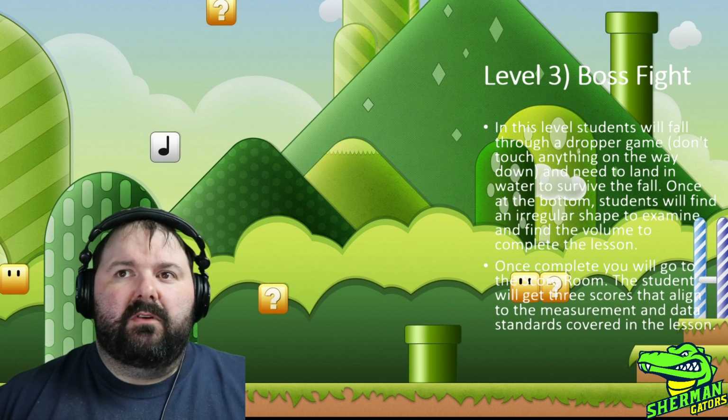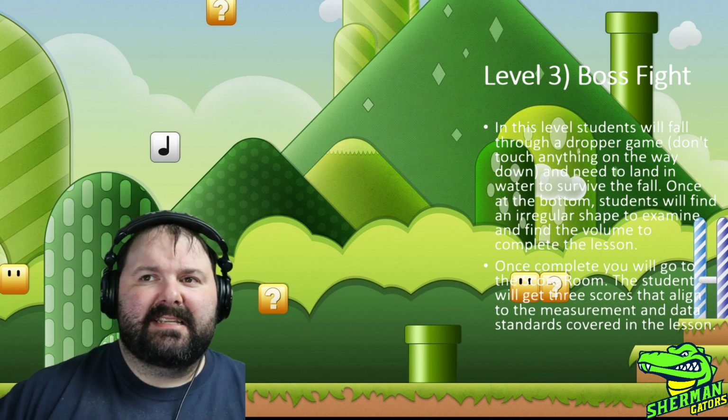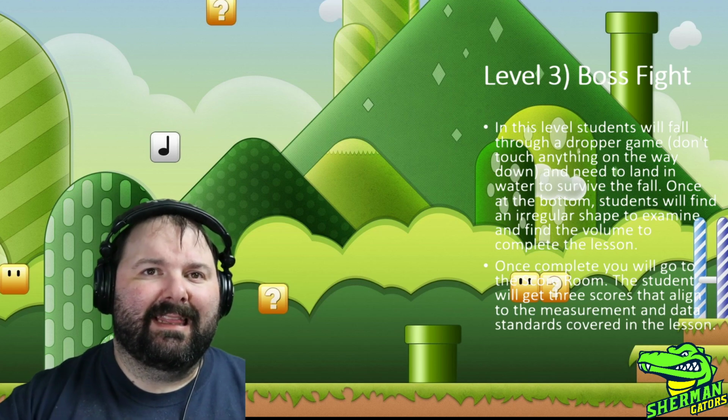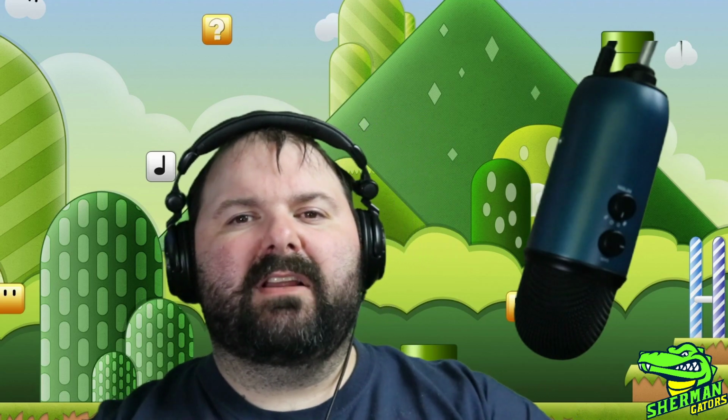Once complete, you will go to the score room. The student will get 3 scores that align to the measurement and data standards covered in the lesson. So again, make sure to reach out to us if you need help. Make sure to do the required work to get your Minecraft unlocked.